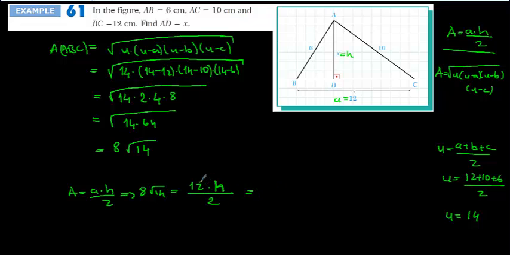Okay, then here it is. If we write the equation again, 8 root 14 is equal to 6h, and h is equal to 8 root 14 over 6, which is equal to x at the same time.